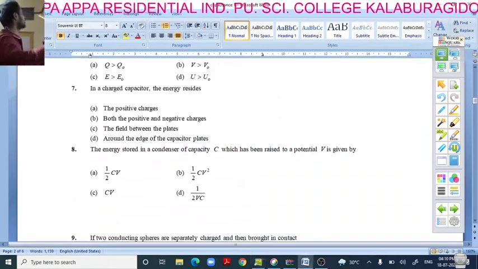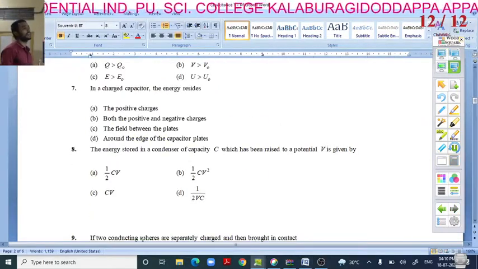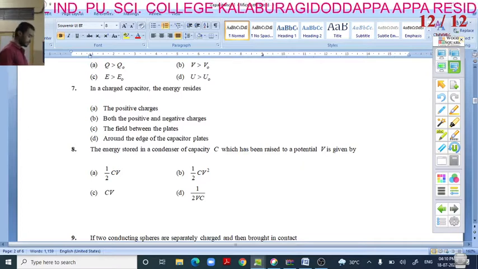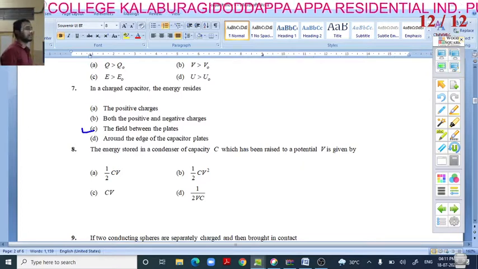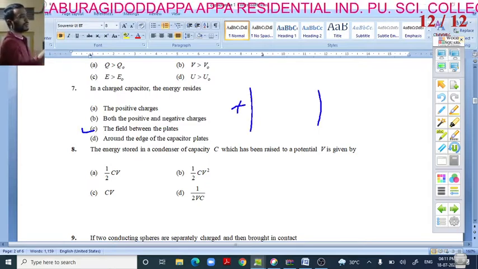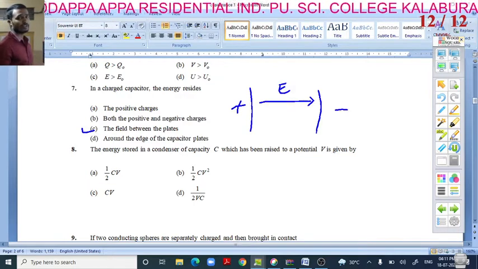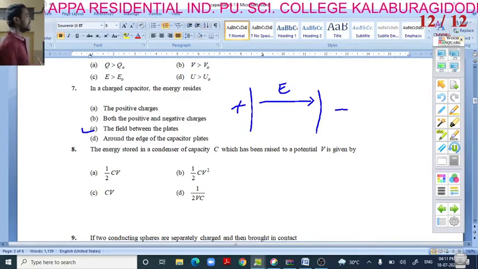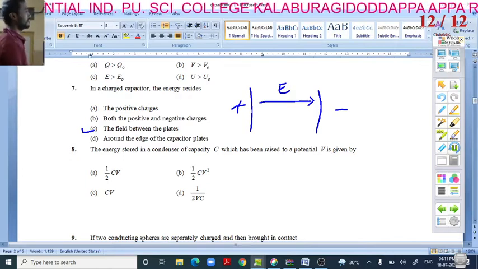Next question. In a charged capacitor, energy resides... Simple, direct question. Our option is the third option, the field between the plates. This is the positive plate, this is the negative plate. An electric field will be set up between these two. If there is an electric field set up between the two plates, then the energy resides between the two plates itself.